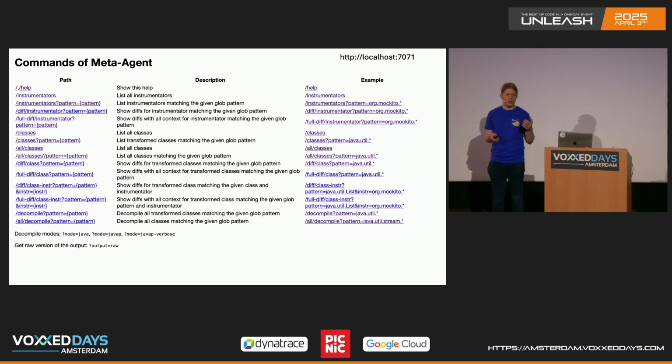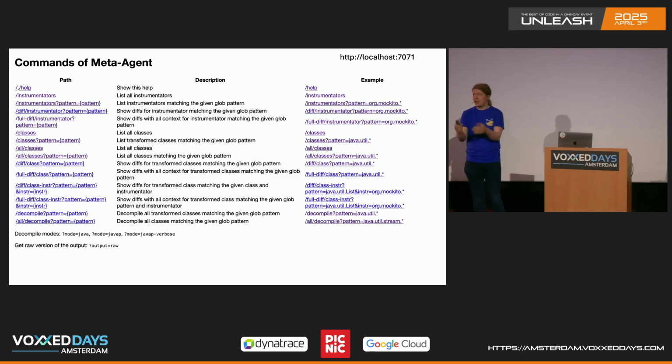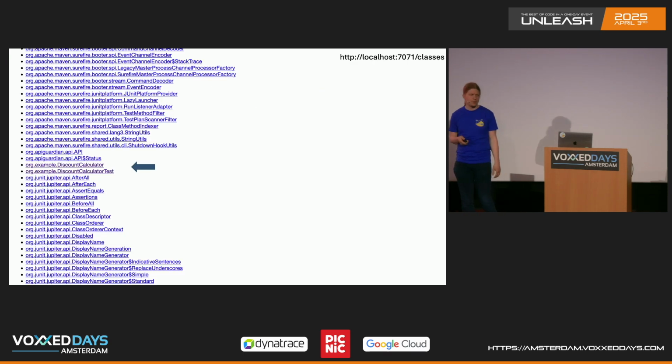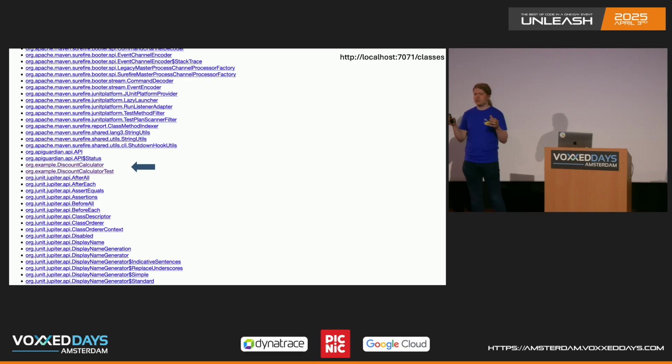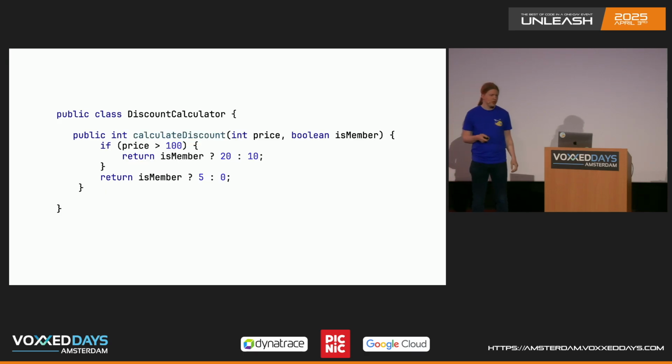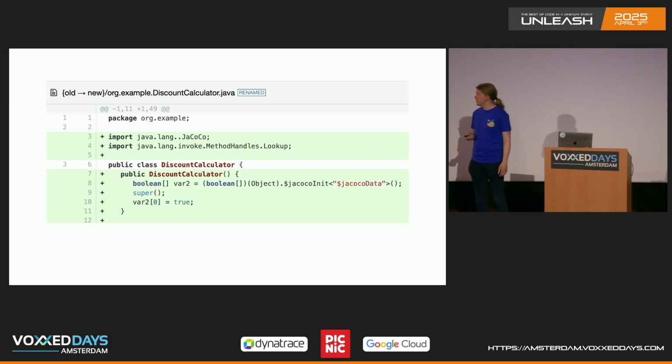So what I then created is an agent that uses this whole technique, and when you run it, it opens a server on port 7071. You get loads of features, which we'll see later in the live demo. But what we're interested in is that we can get a list of all the classes, decompile classes, and also see how they are changed.